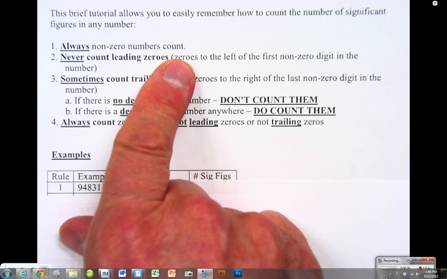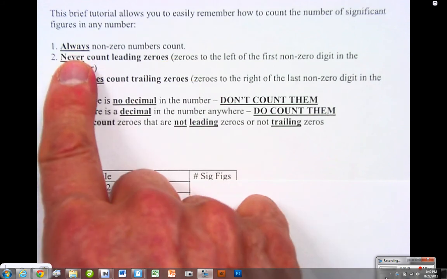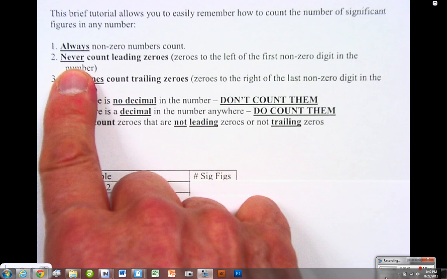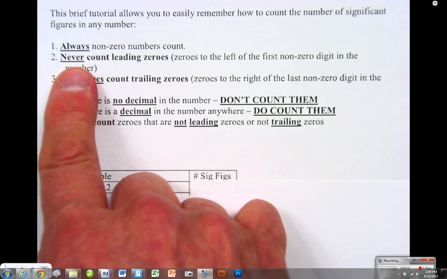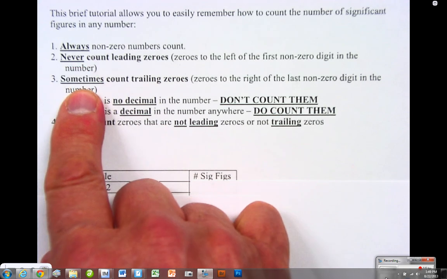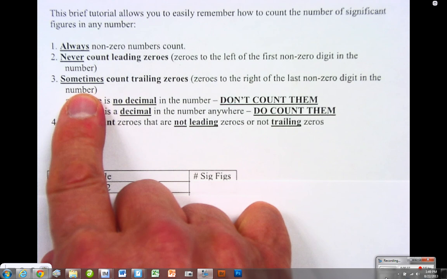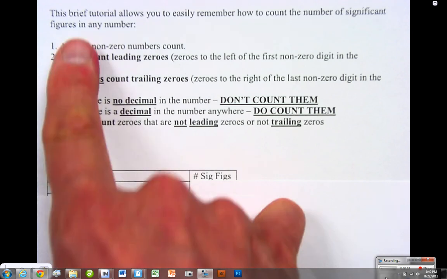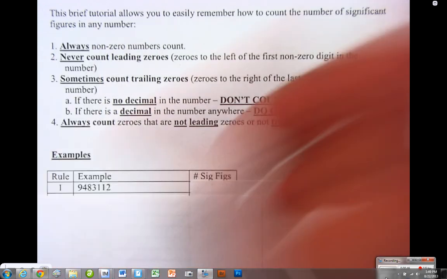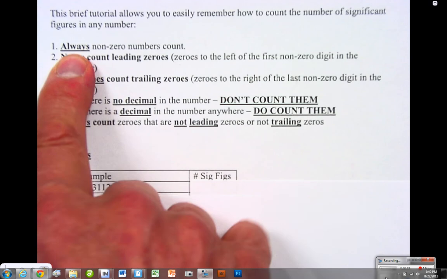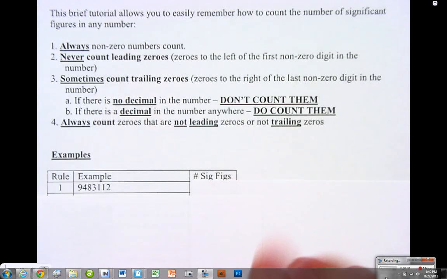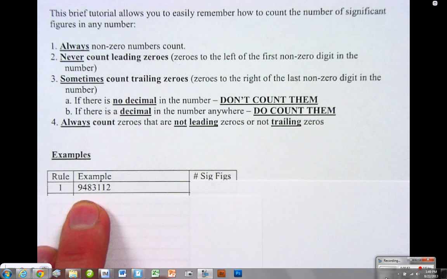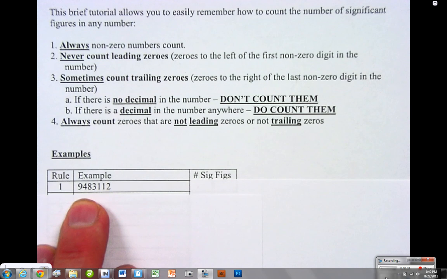And you'll notice here I have always, never, and sometimes. See, this is Never Never Land. This is sometimers. Sometimes they count, sometimes they don't. And this is always they count. So there's two rules about things that always count. We'll take them starting with this one. Always count non-zero numbers. So what do you think? How many sig figs in that first number there?